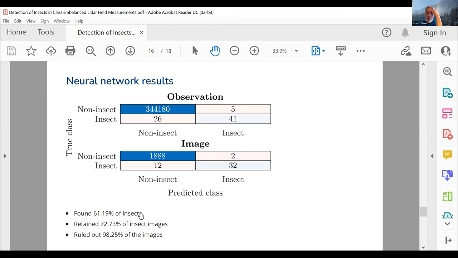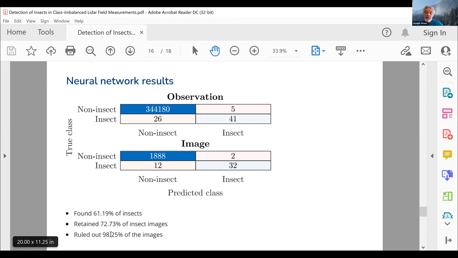And we kept about 72% of the images. What he means by an image is we create an image with 200 range points and 1,000 laser shots. And he ruled out about 98.25, so 98% of the images. In other words, we have a lot of data to look at. And if you have to look at it by hand, just with a human observer, it's crazy. It takes forever. So the machine learning algorithm, we did that. We went through it and found them by hand and used that as the training and as the truth.